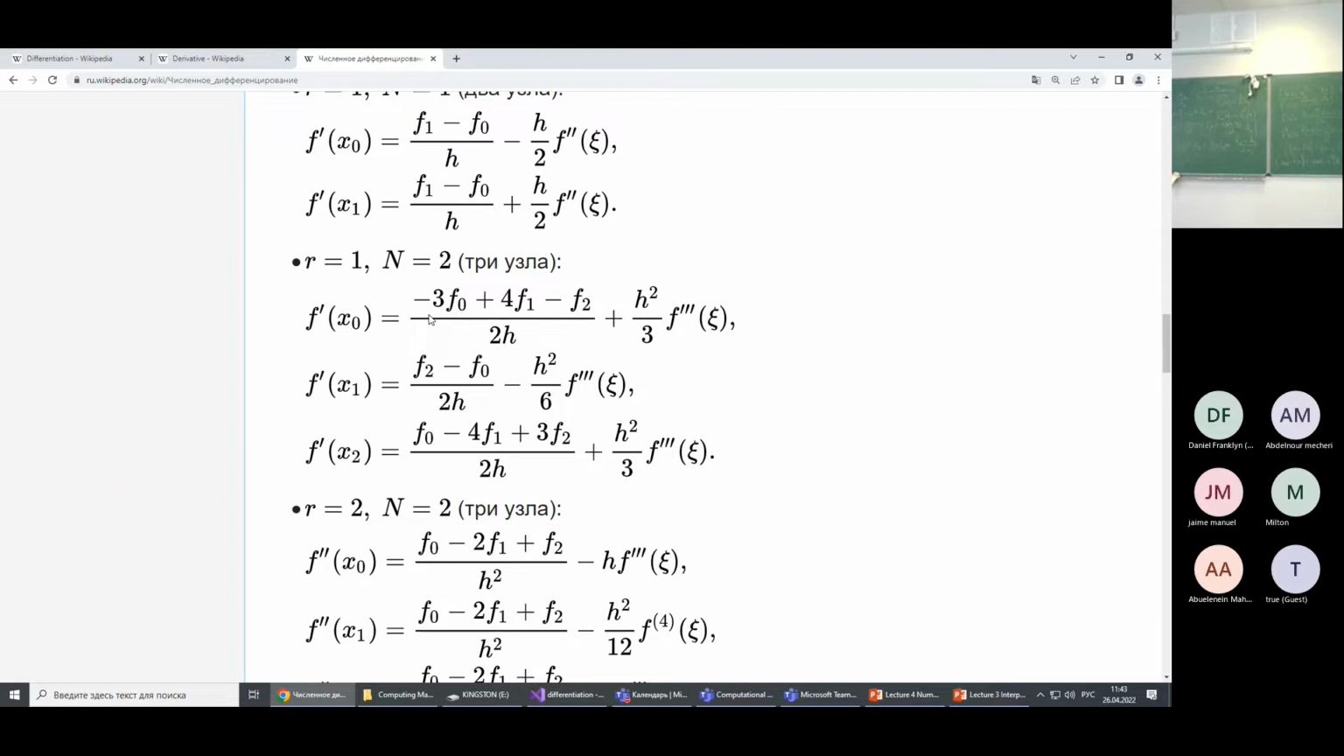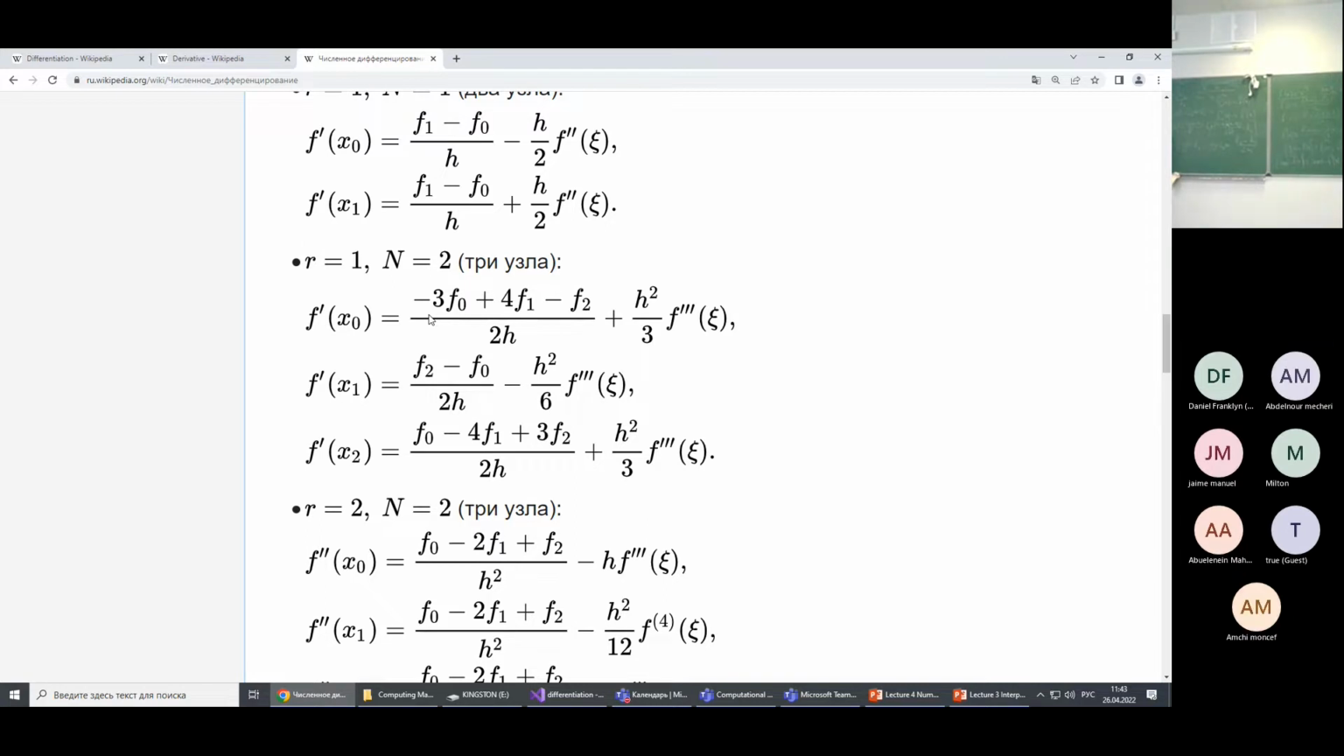And also, the same approach can be applied to find P2 prime of x2. Just as a home task, find P2 prime of x2, and you should get this result that's written here. f0 minus 4 f1 plus 3 f2 over 2h.